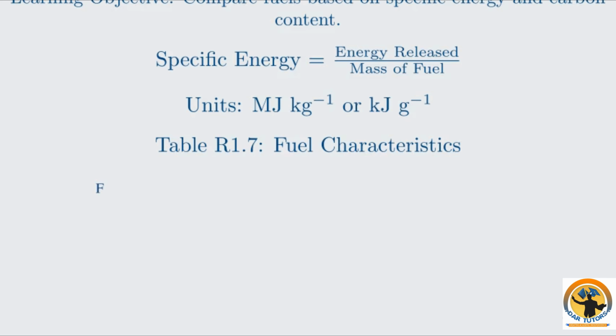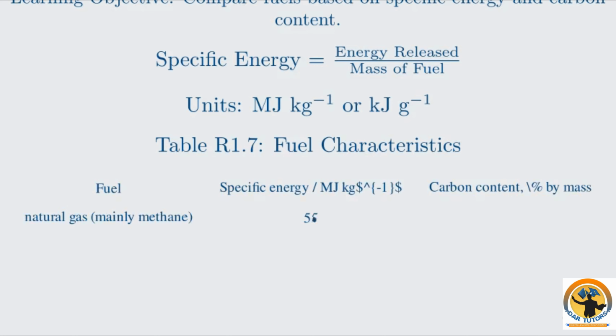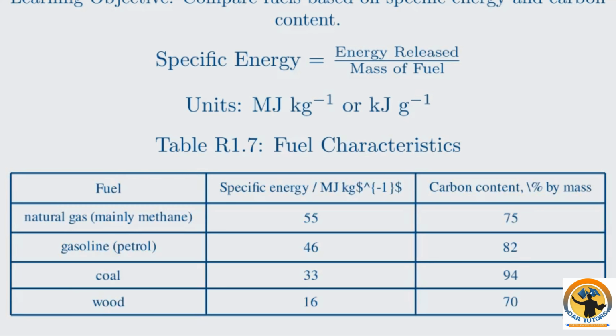Here's a table showing the specific energy and carbon content of some common fuels. Notice that natural gas has the highest specific energy, while coal has the highest carbon content. This means that burning the same mass of natural gas will release more energy than burning the same mass of coal. Now let's apply this to a worked example from your IB curriculum.